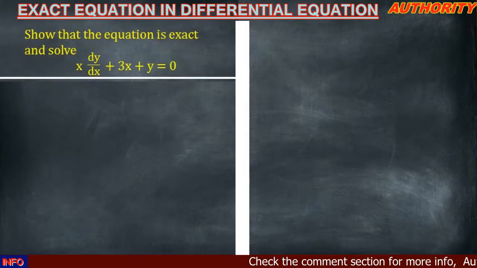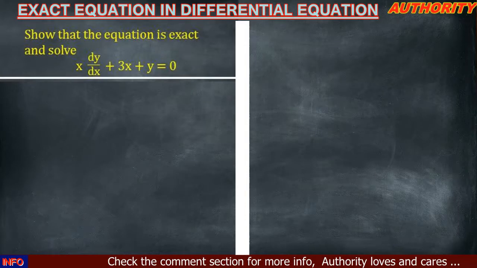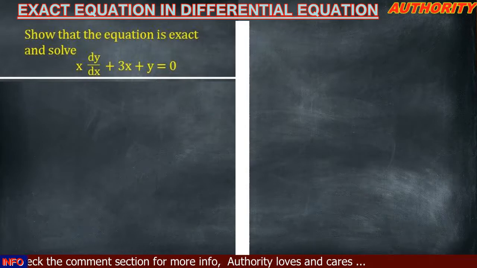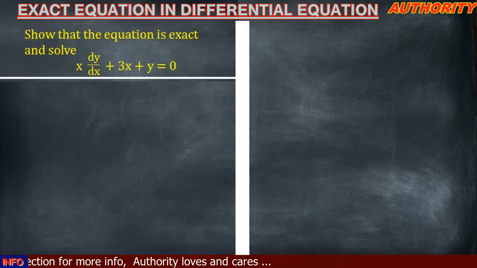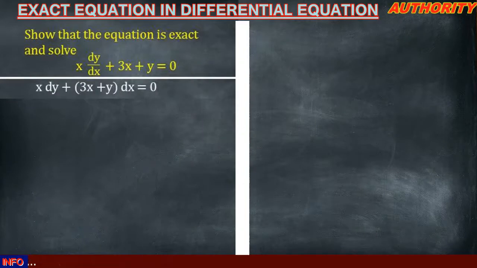Right? Good. The first thing we're going to do, let's write this in a linear form. That means we multiply through by dx. So multiply through by dx, we're going to have x dy plus (3x plus y) dx equal to 0.